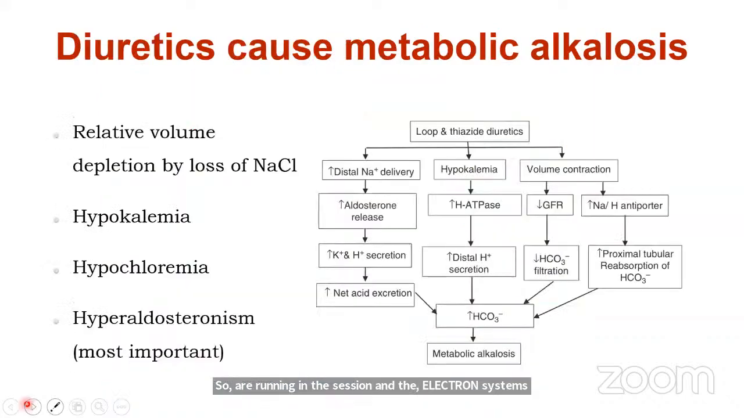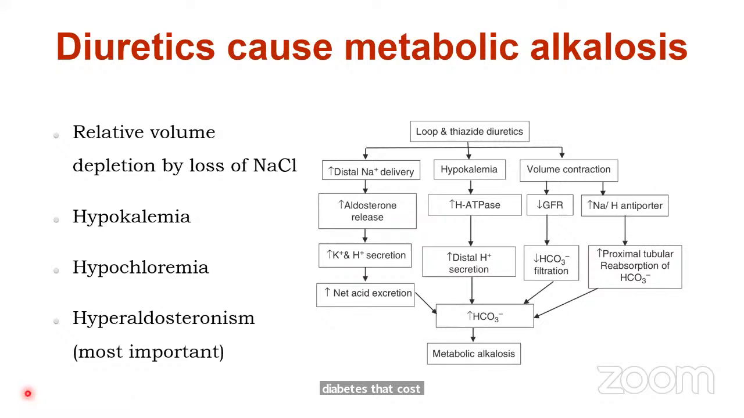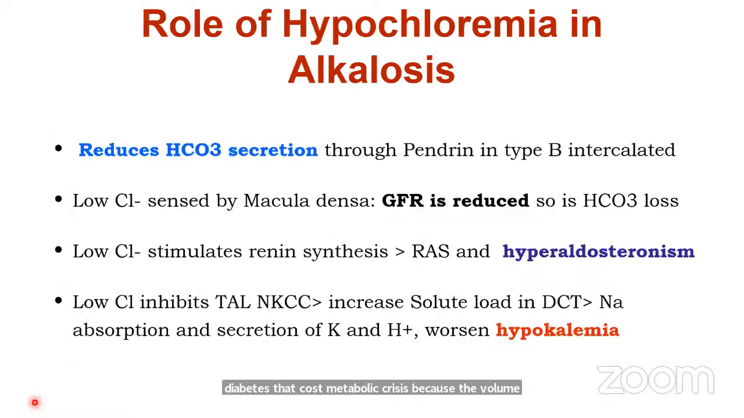So I will discuss later on that hypochloremia, hypokalemia, and activation of the aldosterone system are important factors for maintenance of the metabolic alkalosis. And this is the effect of the diuretics that cause metabolic alkalosis because of the volume loss, hypokalemia, hypochloremia, and the hyperaldosteronism that we already know. Next slide, please. So hypochloremia causes four effects.